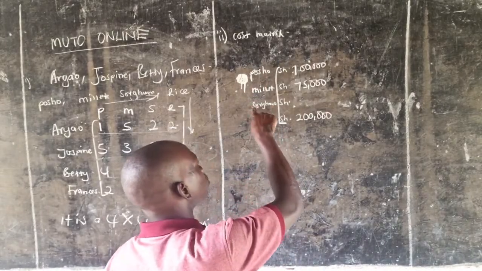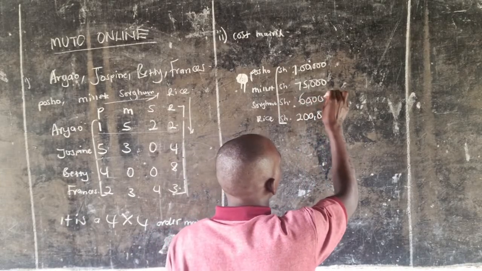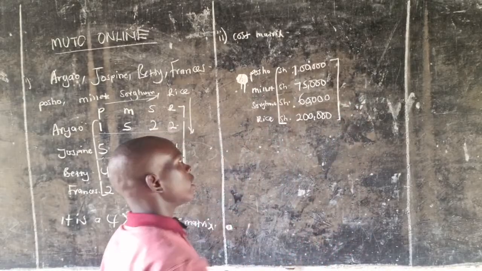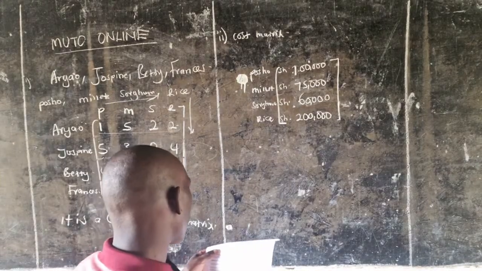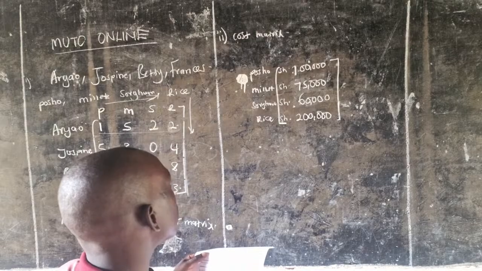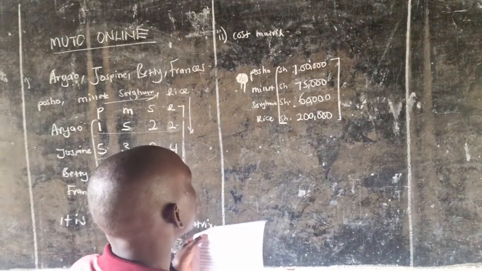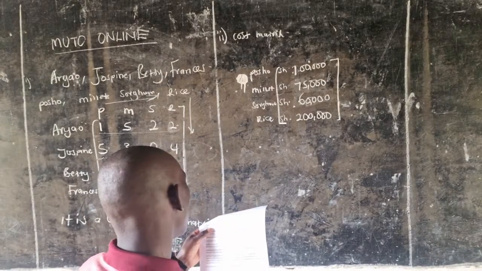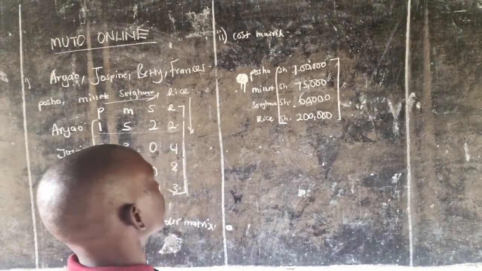So posho, millet, sorghum, and rice. Then also you make sure that even your cost matrix aligns with the arrangement of the items. So posho is 100,000 a bag, sorghum is 60, millet is 75, and lastly, we have the rice, which is at 200,000. So this is the cost matrix.